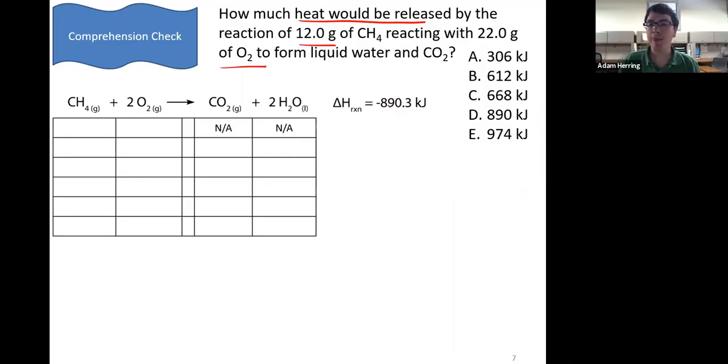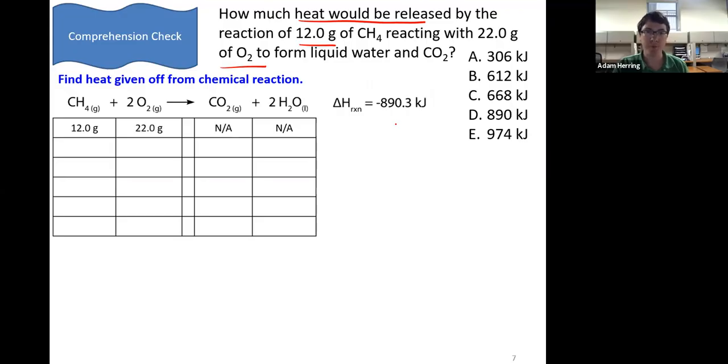We know that if we had 1 mole of methane and 2 moles of oxygen, then we would give off 890.3 kilojoules. But we need to consider how many moles we actually have. So first, we want to find the heat given off from the reaction. So we use the information that we're given. We're given the mass of methane and the mass of oxygen.